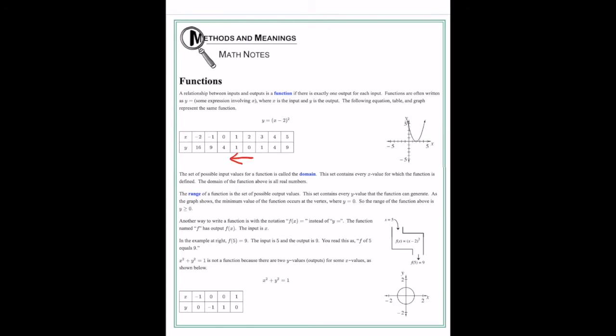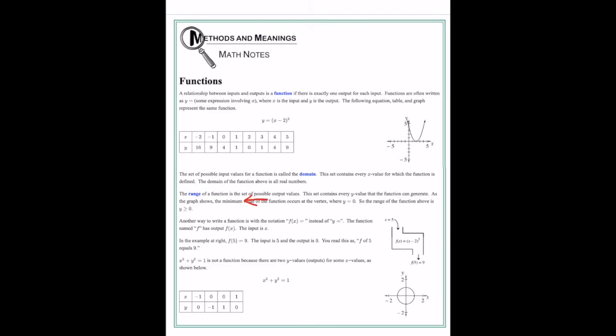The set of all possible input values for the function is called the domain. So all these numbers right here representing the input for x are the domain, while the set contains every x value for which the function is defined. The domain of the function above is all real numbers. I also like to say the domain is everything that x can be.